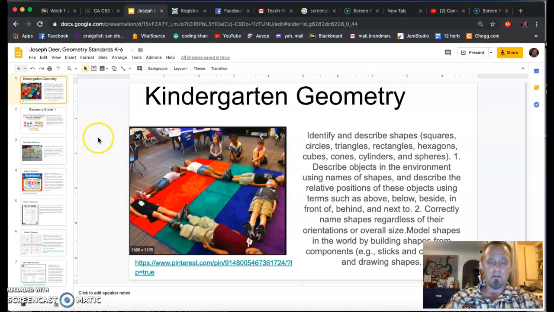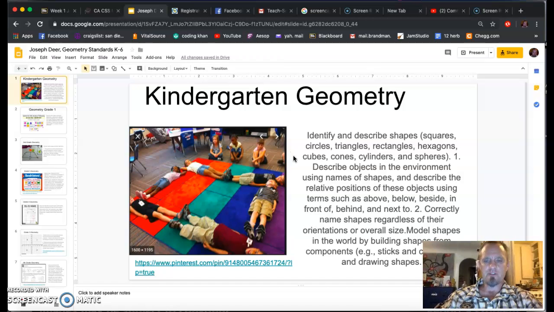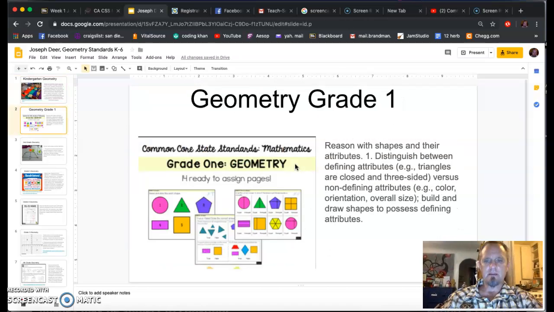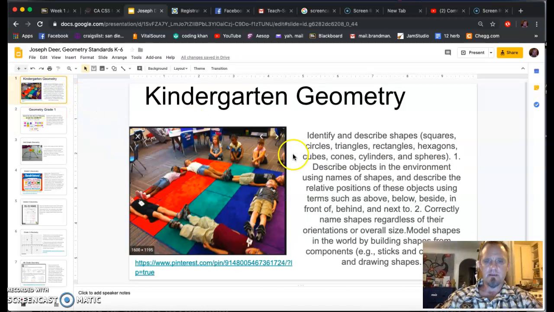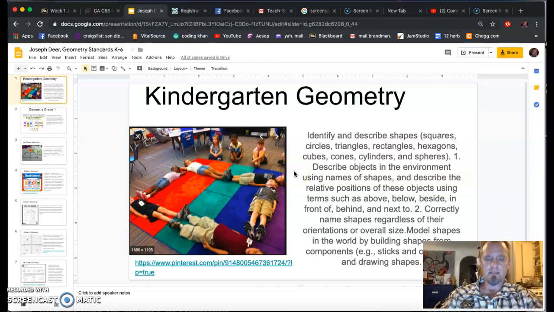So to start with, the kids in kindergarten are simply supposed to learn to identify and describe different shapes, and correctly name the shapes, model the shapes, and create the shapes. And here they are using their bodies lined up in order to create a square or a rectangle. Perfect example of learning how to create shapes.